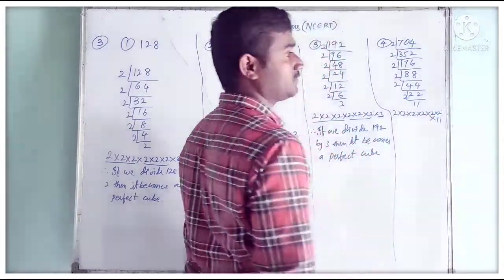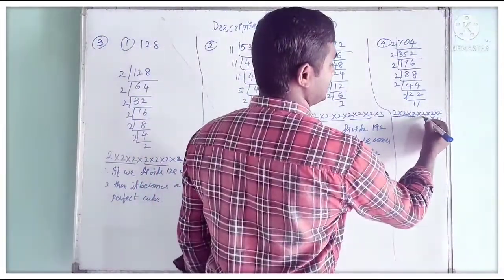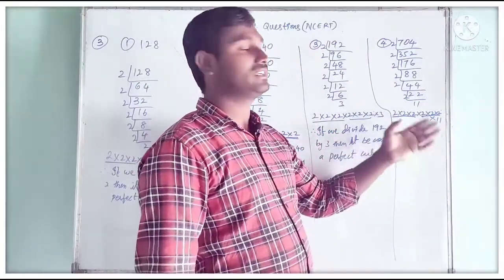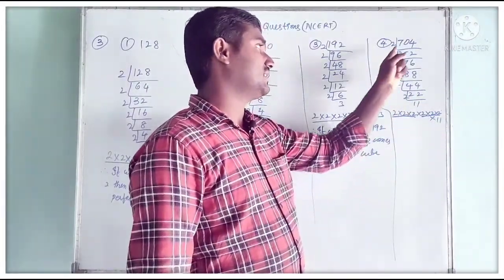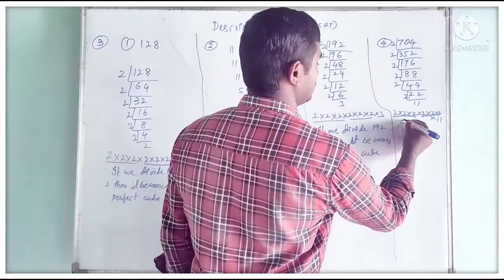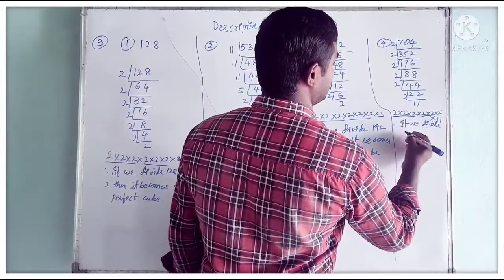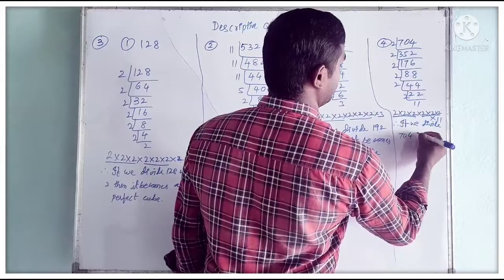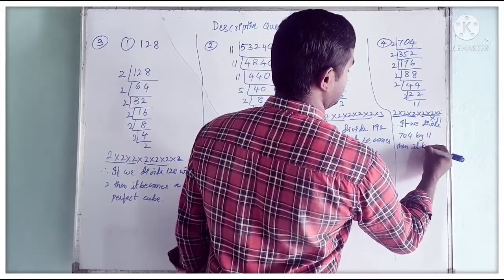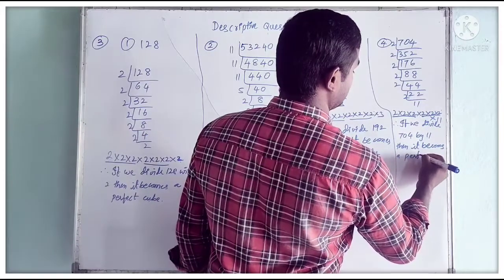Okay, so make groups for every 3 similar factors. So these 3 make one group, these 3 make one group. So here 11 is extra. So if you eliminate 11, that means if you divide 704 by 11, it becomes a perfect cube. Therefore, if we divide 704 by 11, then it becomes a perfect cube.